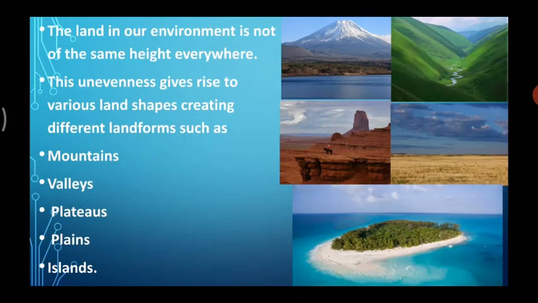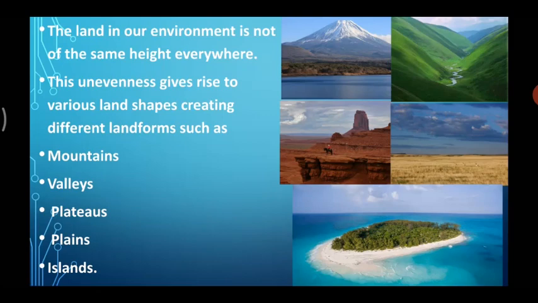Let's move forward. In the previous chapter, we studied different landforms that are available on the earth. Land is not equal in all places, it is uneven. The height, the elevation, is not similar at all places, which means the land at different places is different. Somewhere it is high, somewhere it's plain, right? So this unevenness gives rise to various land shapes, creating different landforms, such as you can see in the picture: mountains, plains, plateaus, valleys, hills, islands, and so on.